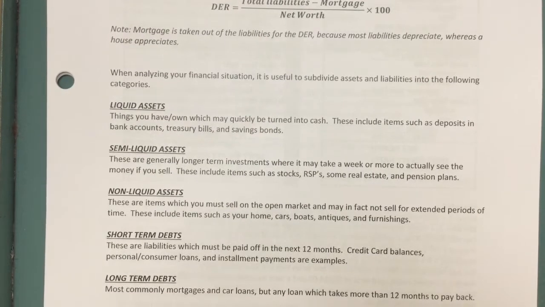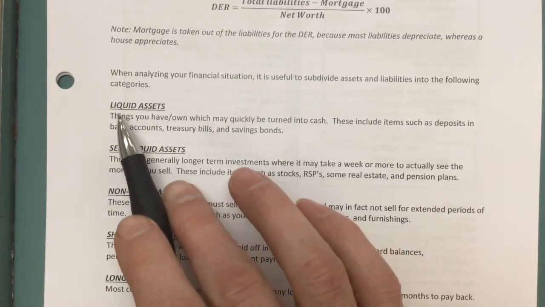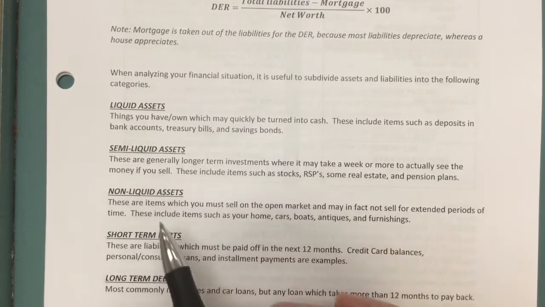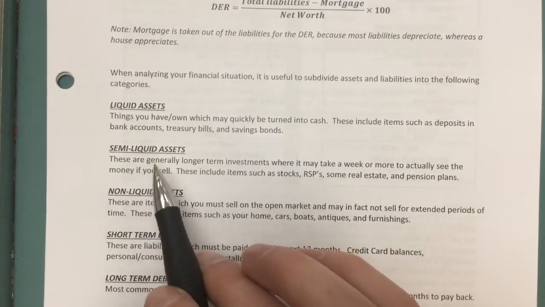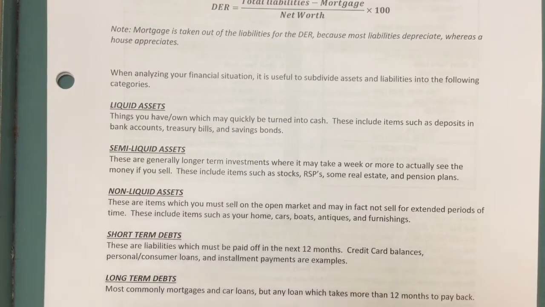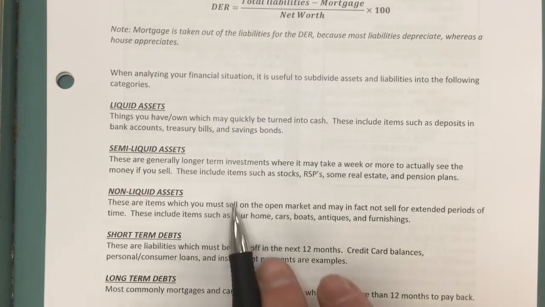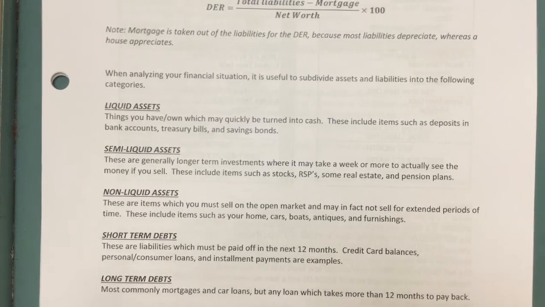Usually your bank will separate your assets and your debts into 3 different assets and 2 different debts. The 3 different types of assets are the liquid assets, the semi-liquid, and the non-liquid. Anything that you can turn quickly into cash is liquid. Anything that takes a little bit longer or a little bit more money is semi-liquid, and the non-liquid is things that you have to sell on the open market or that you can actually not sell for extended periods of time. It's like your home, cars, boats, and so on.